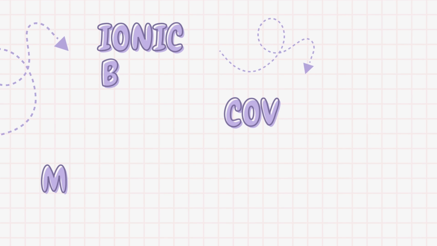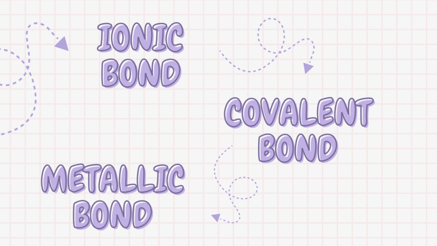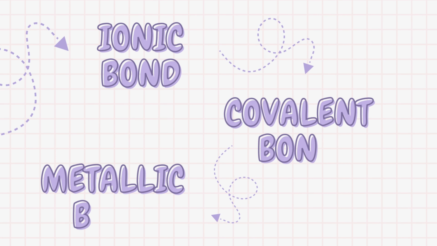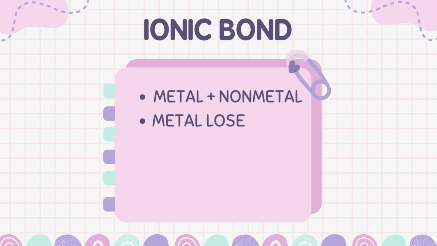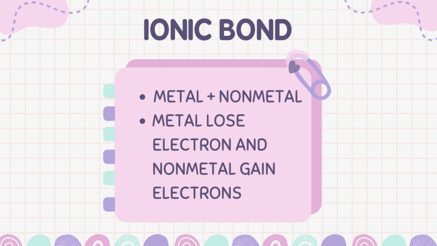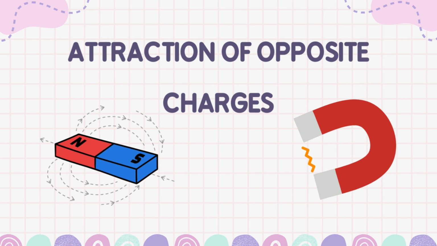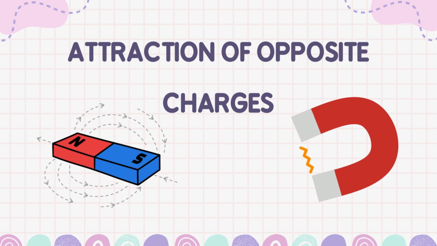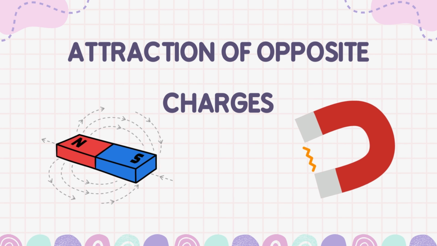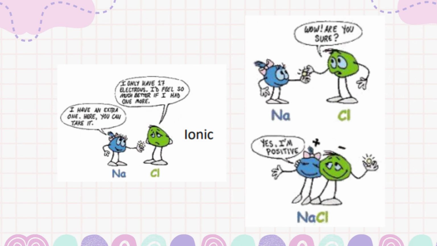For the second topic, we have chemical bonds. There are three chemical bonds: ionic, covalent, and metallic. The ionic bond is only between a metal and a non-metal. In the ionic bond, an attraction occurs between positively charged metal ions and negatively charged ions. Each atom acquires the electron configuration of a noble gas to obtain stability.